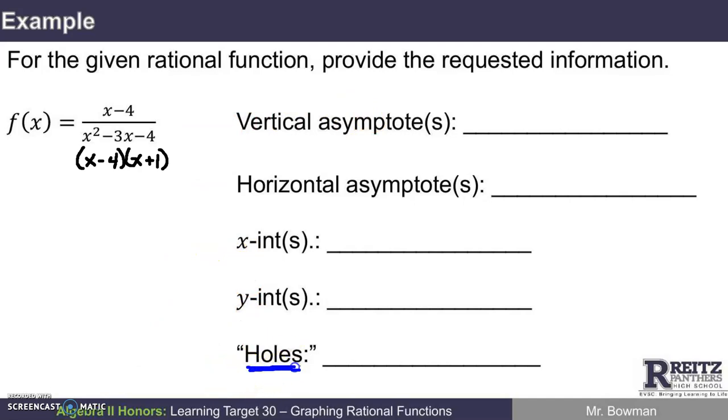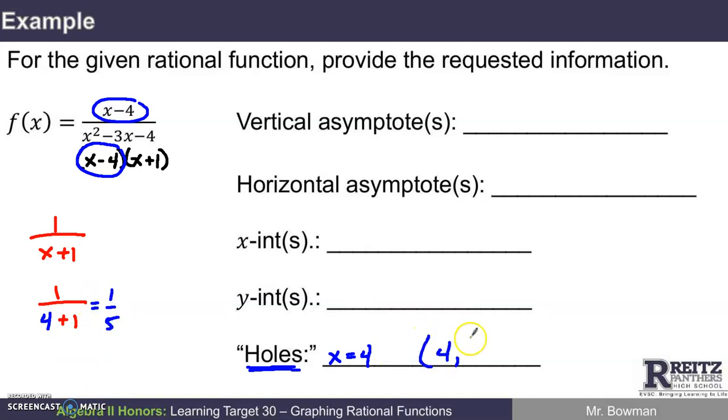I'll think about the holes first. I do see a factor in both the numerator and the denominator. So x minus 4, if I let x minus 4 be 0, I would get x equals 4. If I thought about what this expression would look like if I divided out the x minus 4s, I would get 1 on top, and I would get x plus 1 on bottom. And if I plugged 4 in for x, that would make the output value 1/5. So my hole is at 4, 1/5.